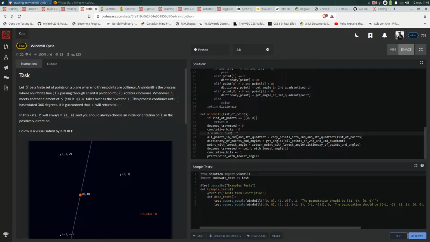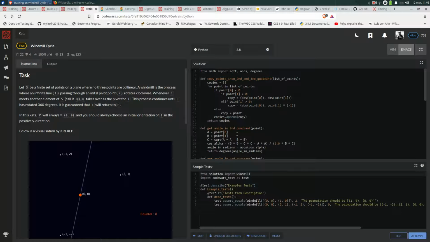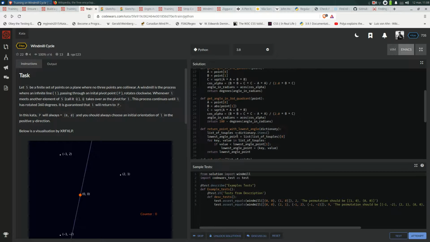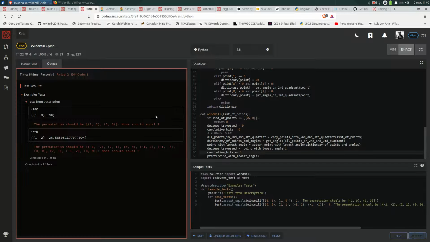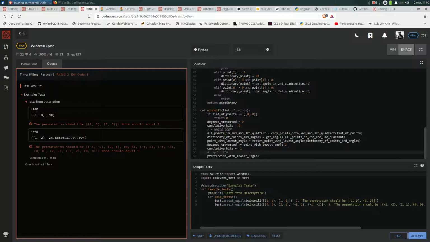Oh, and now we need to switch up. Return point with lowest angle, get angles. So now it shall be point with lowest angle. Let's just run it, see what we get. We get a point with lowest angle. Alright. So here we say spin the coordinate system to new center.